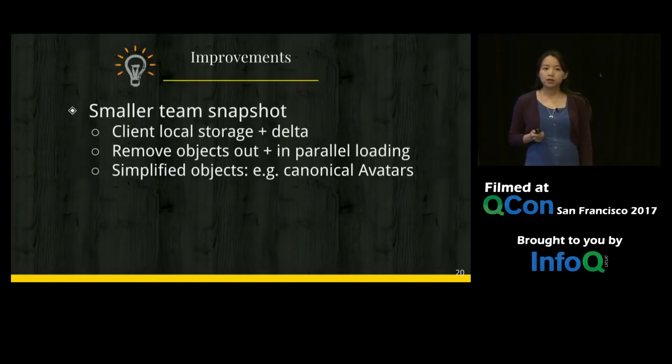Third, we simplified certain objects. For example, we simplified the user image URLs into a hash code. On a 10,000 user team, this change alone saved us a few megabytes of data.